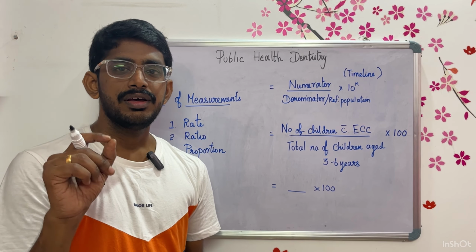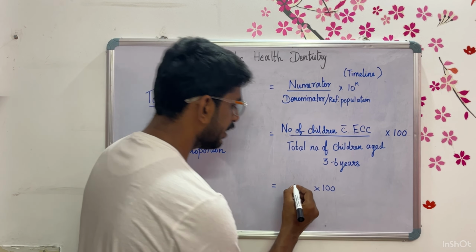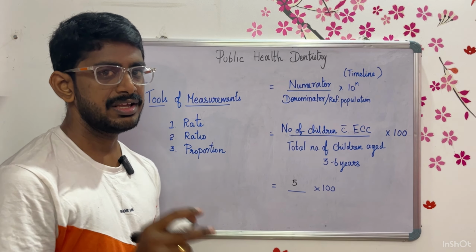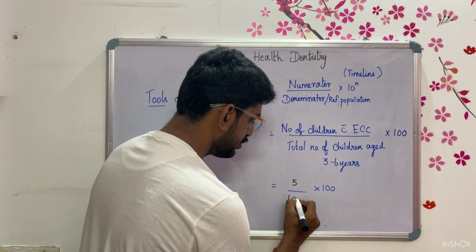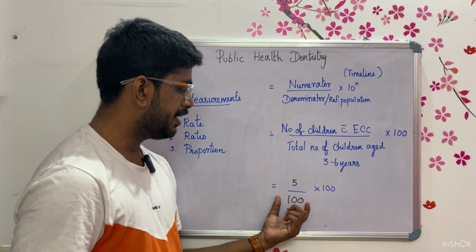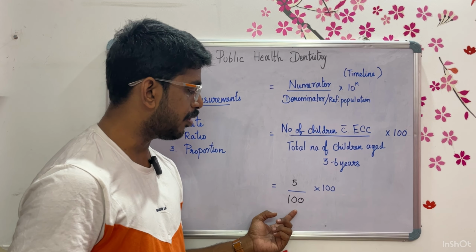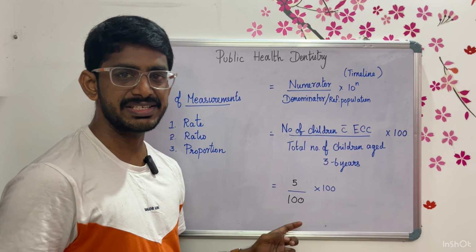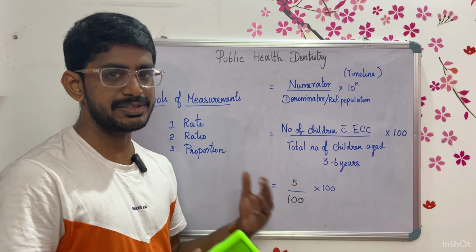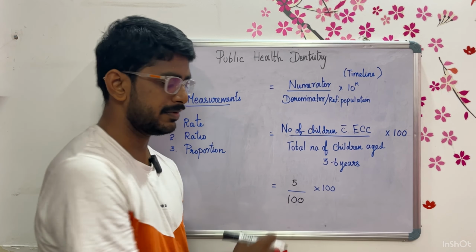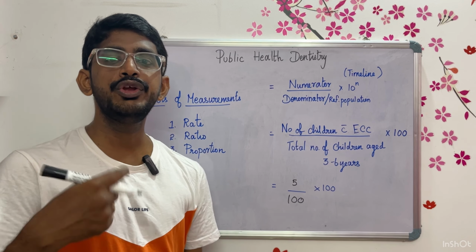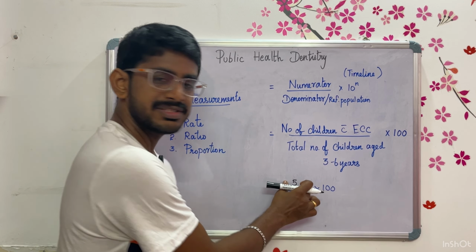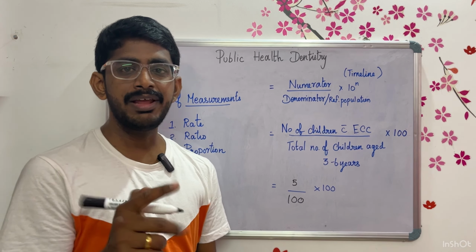So let us put the numbers. For example, there are 5 children who are experiencing early childhood caries among 100 children. Okay, so 100 is the denominator, that is the reference population, the total number of children between 3 to 6 years who are at risk of experiencing the event. 5 is the number of new cases of ECC happening in that 2-year interval, so 5 forms the numerator. The timeline is 2 years.